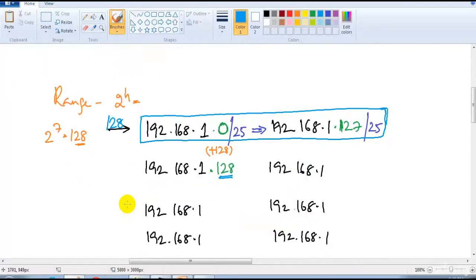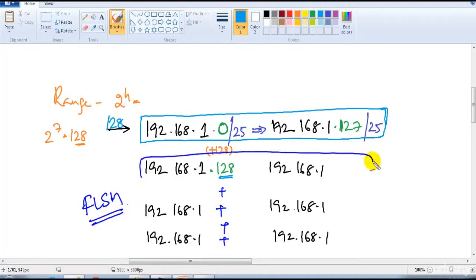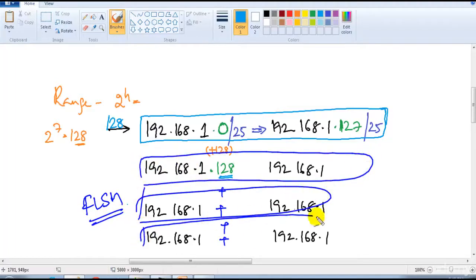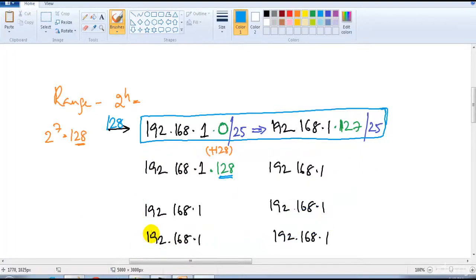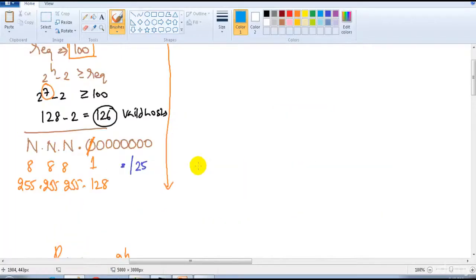So in case of FLSM, we just go ahead and do plus 128, plus 128, plus 128. That is FLSM, where we divide into equal sizes. All the networks will be of equal size. But in case of VLSM, the next size varies depending upon the next requirement. So let's go ahead and see the next requirement here.